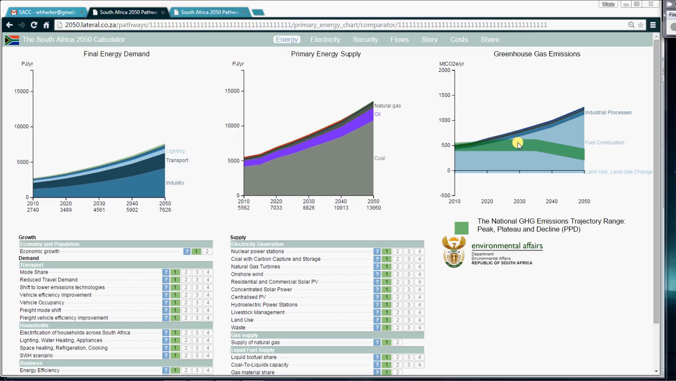The green band in the emissions graph shows the PPD range, the peak, plateau and decline that is specified in our National Climate Change Response Policy as the range within which national emissions must fall.